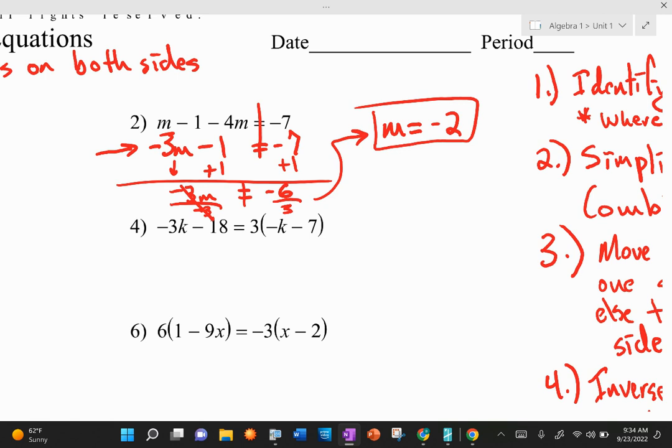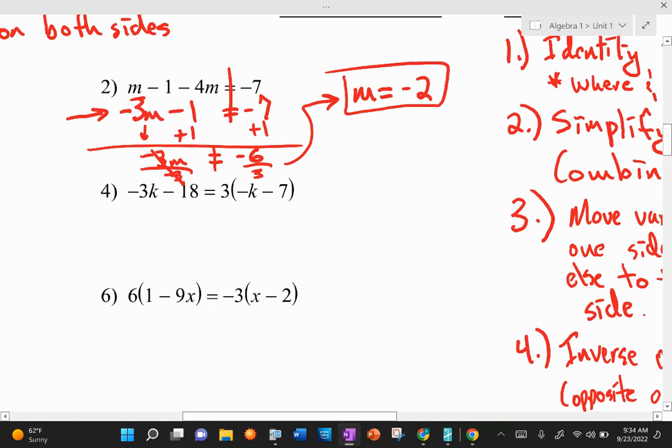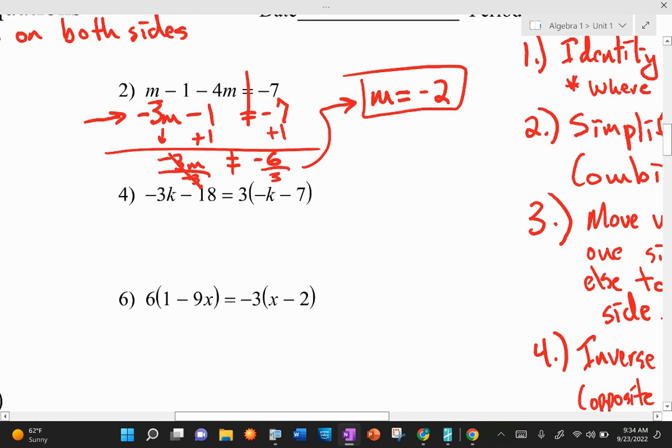So what did we learn from number 2 about the order of doing the step number 4, inverse operations? I would like for you to turn to somebody you're sitting close to and discuss what you learned about number 2 on the order of how to move stuff from one side to the other. Ready, set, go. I'll give you about 30 seconds.